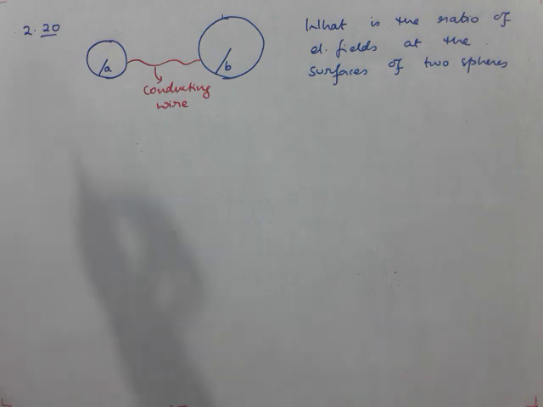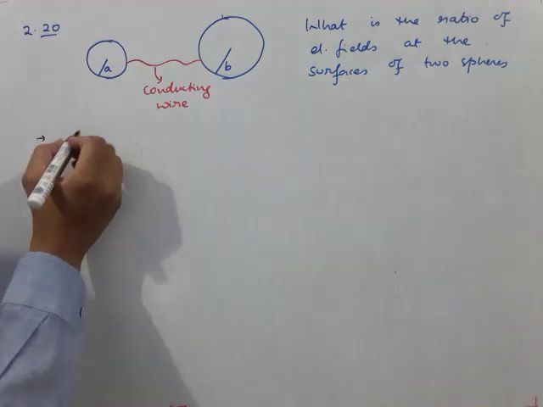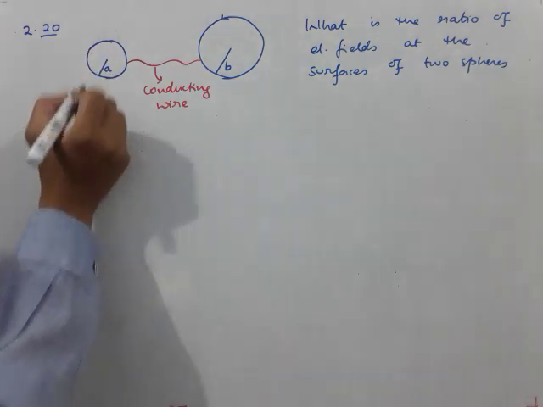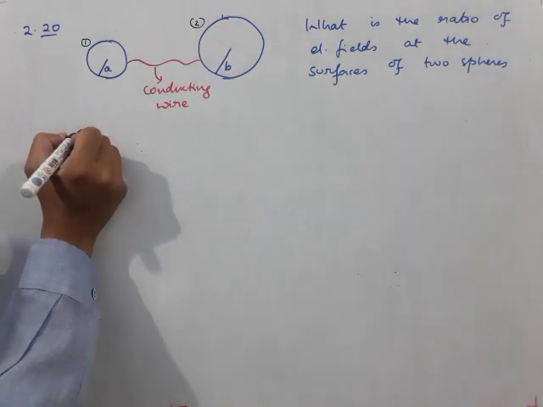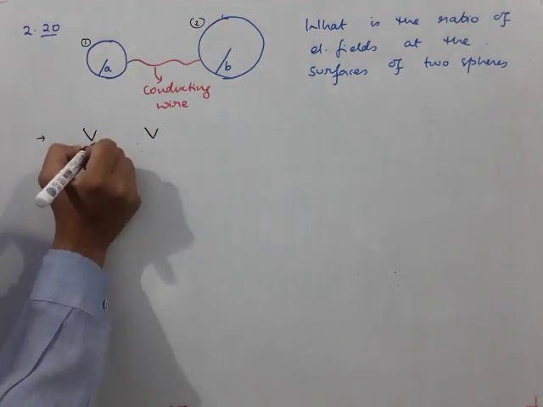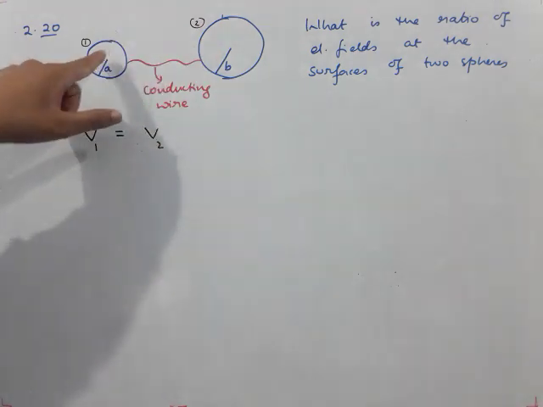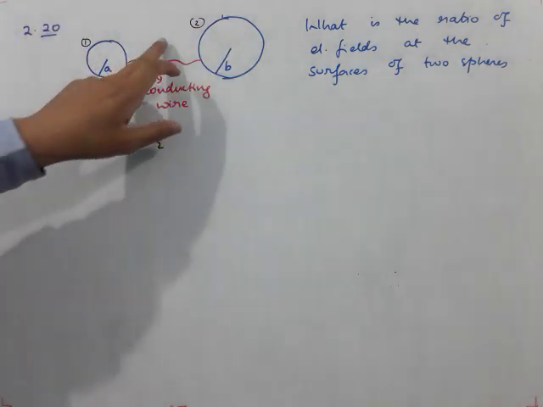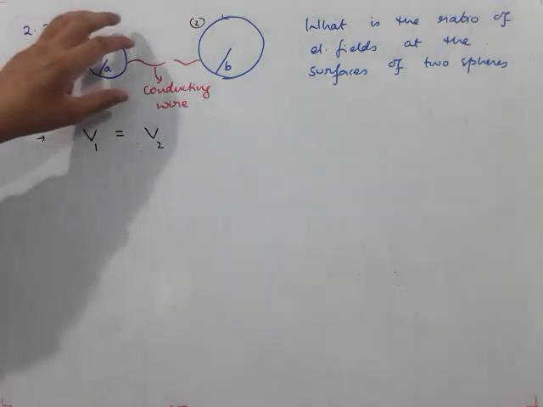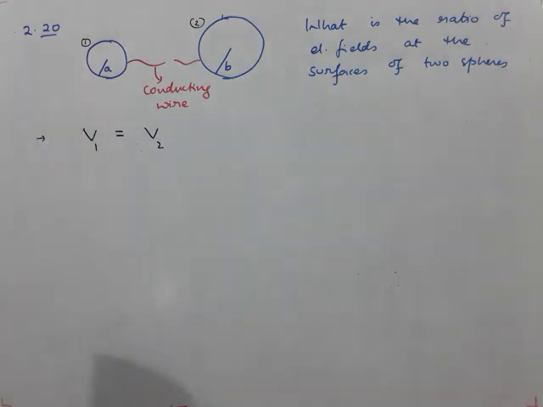See students, here the first concept that you have to use is that whenever two conductors are connected by a wire, their potentials must be the same. Suppose this is conductor number 1, this is conductor number 2. So the potential of these two conductors must become equal. Whenever two charged conductors, here two charged conducting spheres, are not connected, they might have different potentials. The potential formula is 1 by 4 pi epsilon naught q by A.